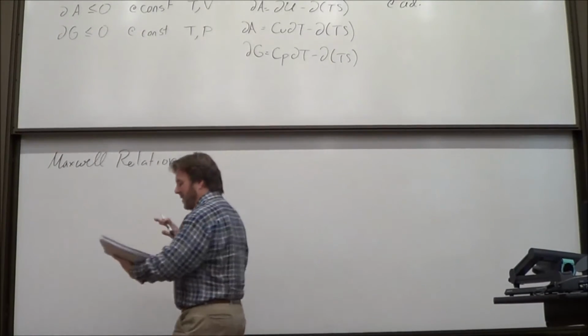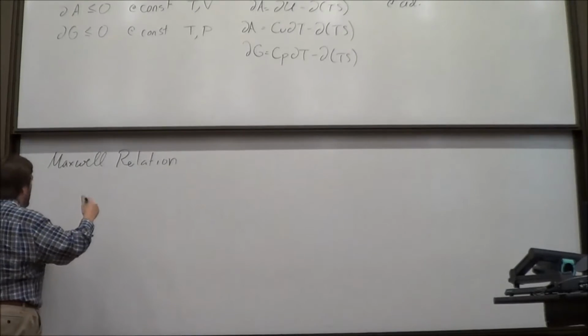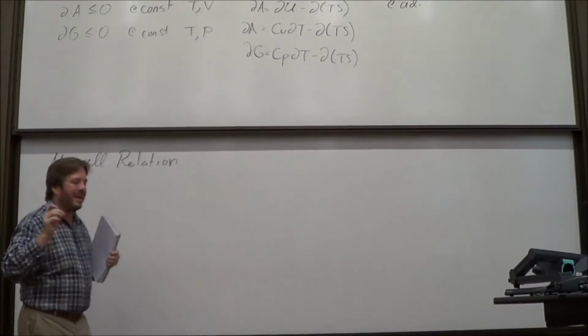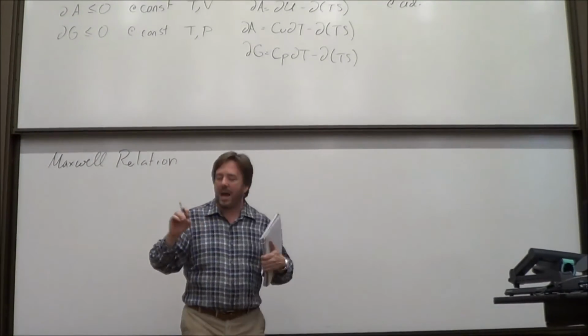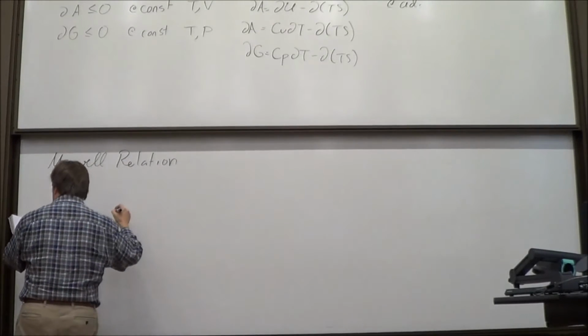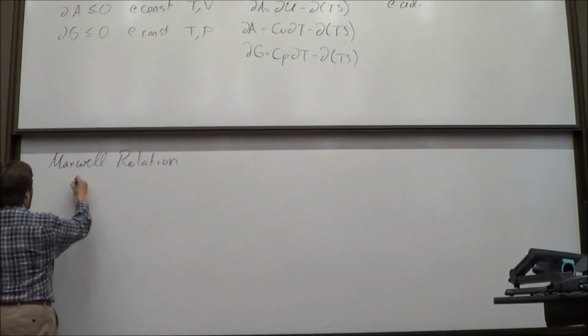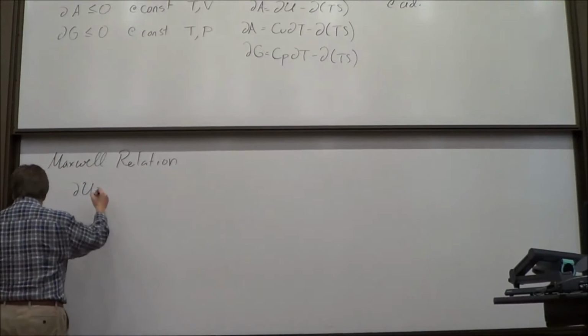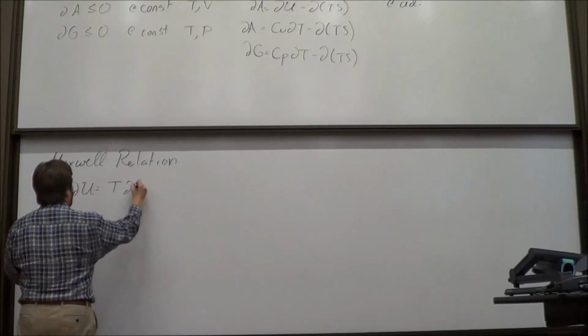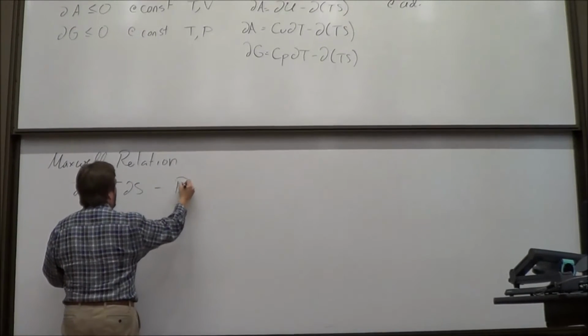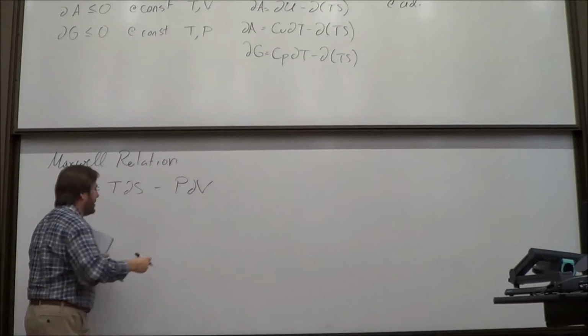Sorry, that's kind of confusing. It's going to make more sense just to show you what a Maxwell relationship is, and a Maxwell relationship is derived this way. I'll derive it, and I'll show you what the relationship is. I'm going to start with this, TdS minus PdV.